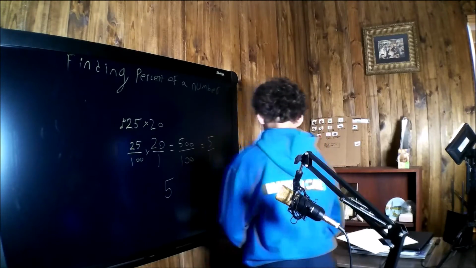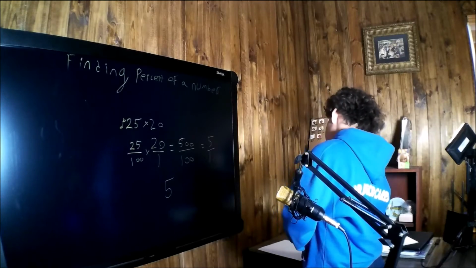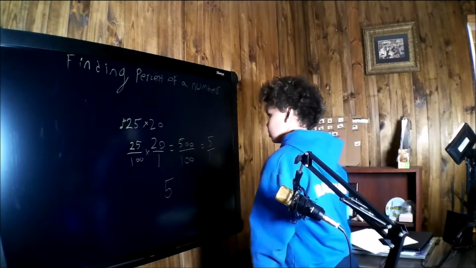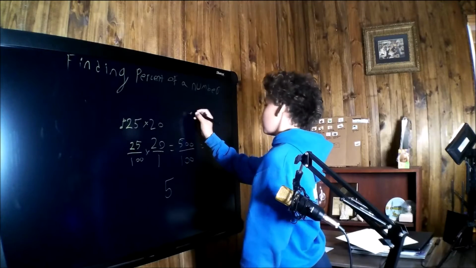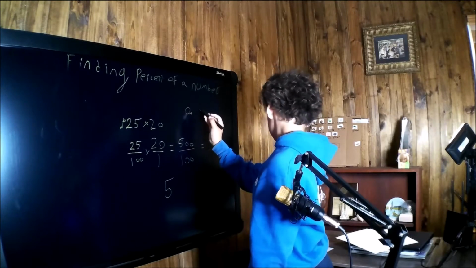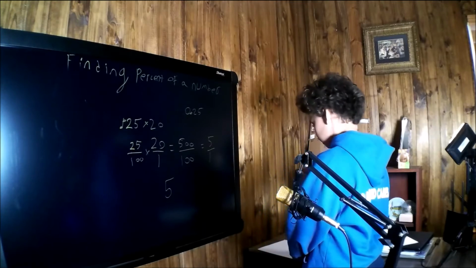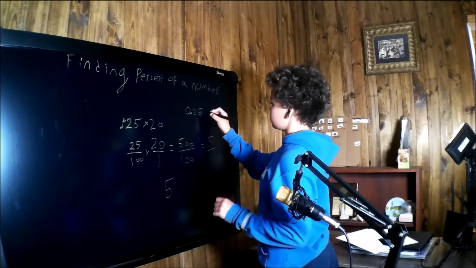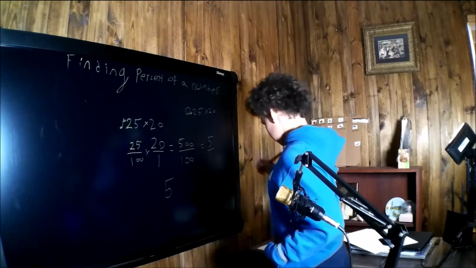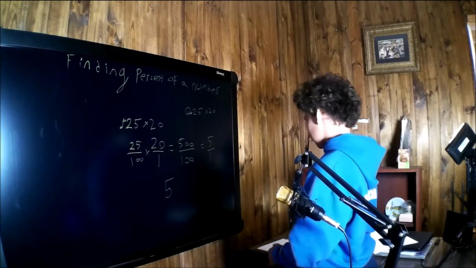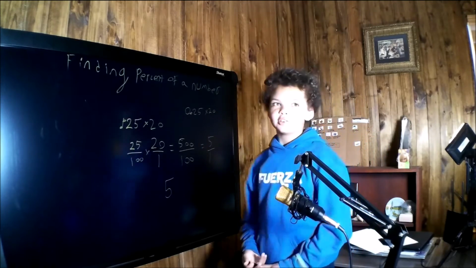But remember that 25% can be written as a decimal. So it would be 0.25. Then we can multiply. Use a calculator if you want. The answer is still 5 cookies.